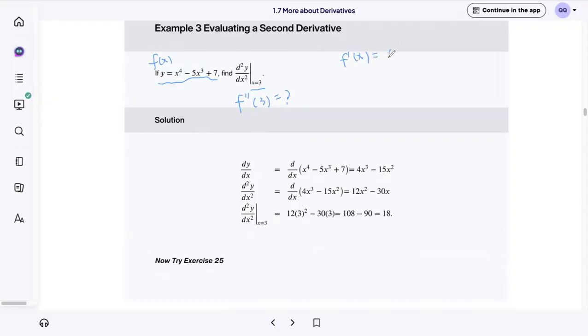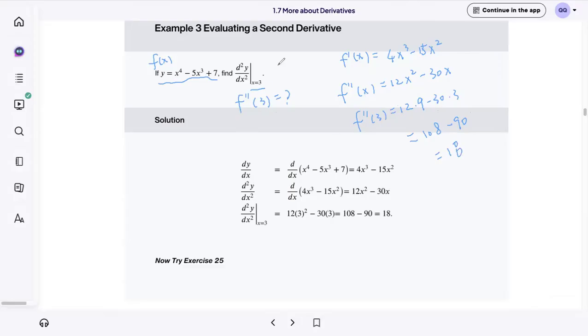So we'll take a derivative. We'll get 4x cubed minus 15x squared. And that's it. Then we take a derivative of this first derivative. We have 12x squared minus 30x. Then we want to evaluate when x equals 3. So 12 times 3 squared, 9, minus 30 times 3. Well, 12 times 9 is 108, right? Minus 90, so we get 18, right?